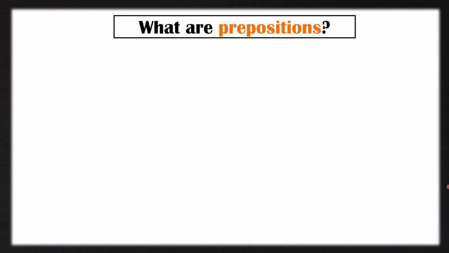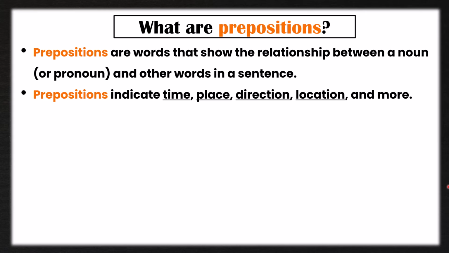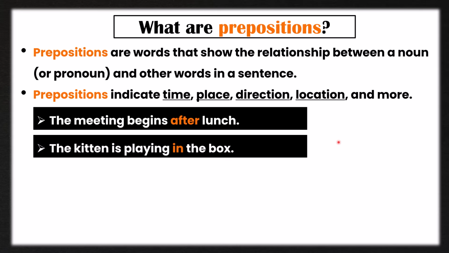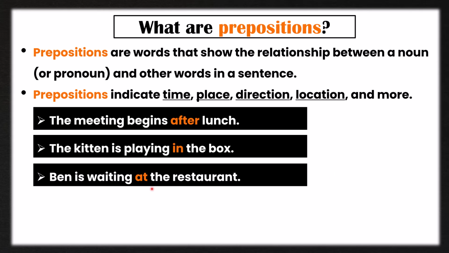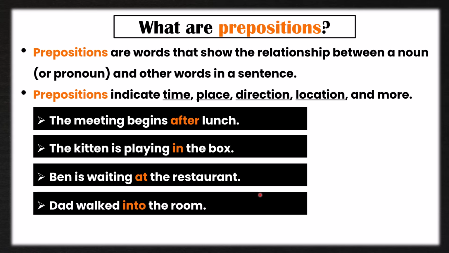Now let's talk about prepositions. And prepositions are words that show the relationship between a noun or pronoun and other words in a sentence. They indicate time, place, direction, location, and more. For example, the meeting begins after lunch. The kitten is playing in the box. Ben is waiting at the restaurant. Dad walked into the room.